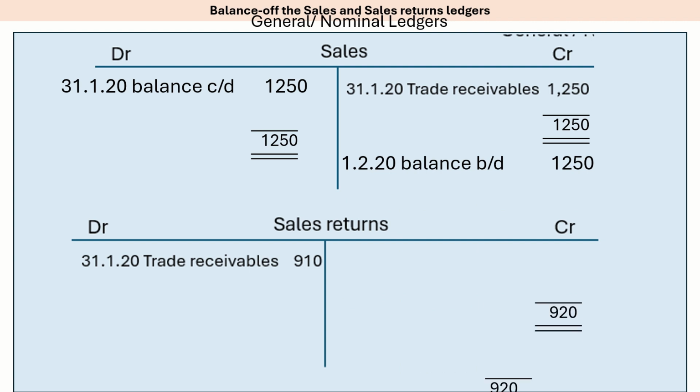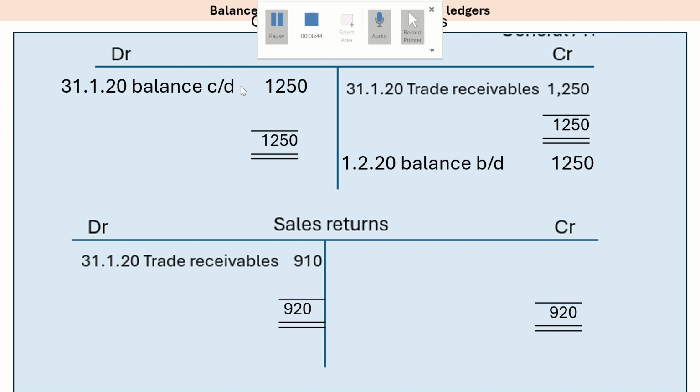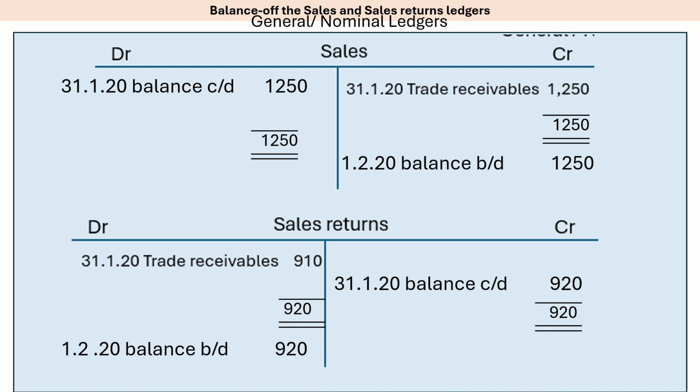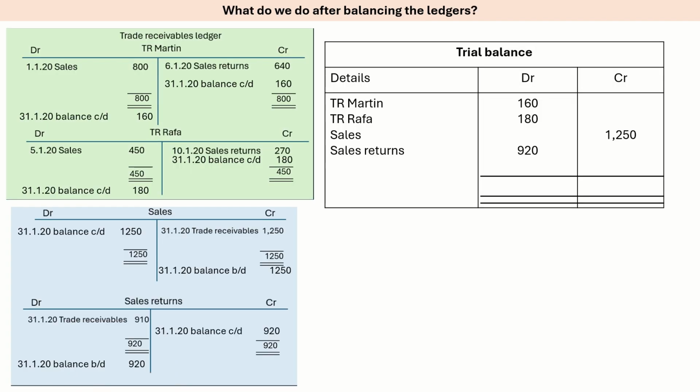Now let's balance off the sales returns. First of all, you bring it to the total. Now you can see that the balance carried down amount should appear on the credit side. 31st Jan 20 balance carried down. Bring it to the opposite side. 1st of Feb 20 balance brought down 920.